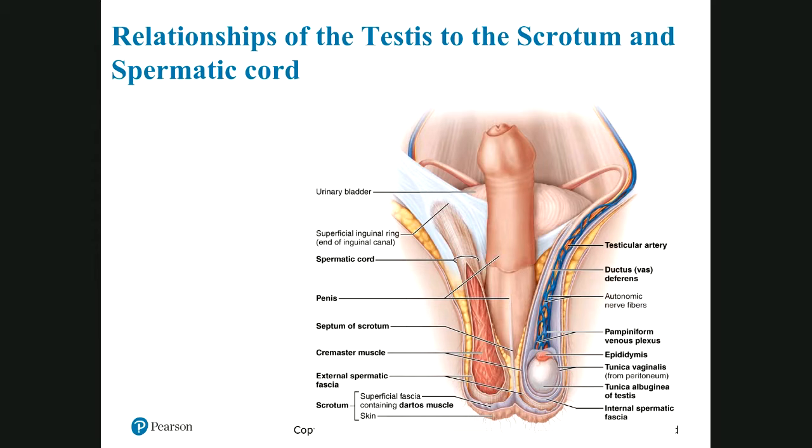We have very important muscles that play a role in pulling the testes. We have the cremaster muscle, a band of skeletal muscle that elevates the testes. And we have the dartos muscle, a layer of smooth muscle. This one is voluntary, and this one is smooth. It is very superficial and wrinkles the skin.